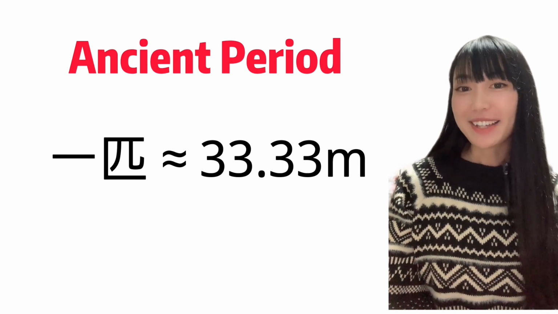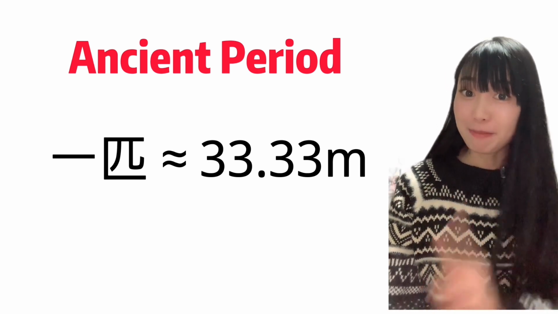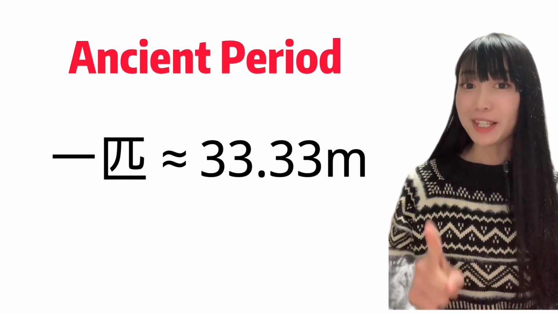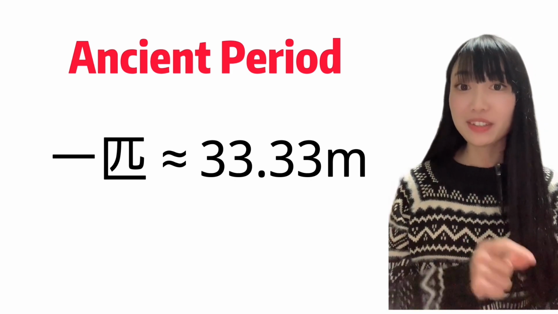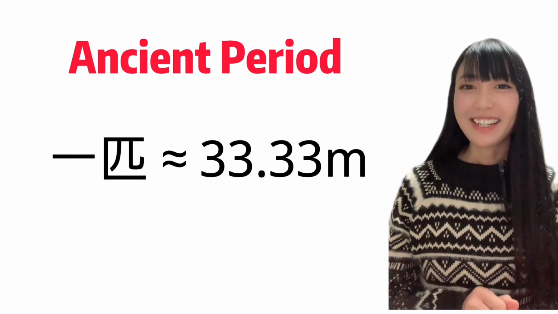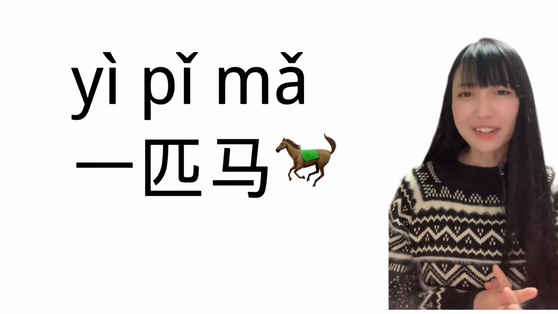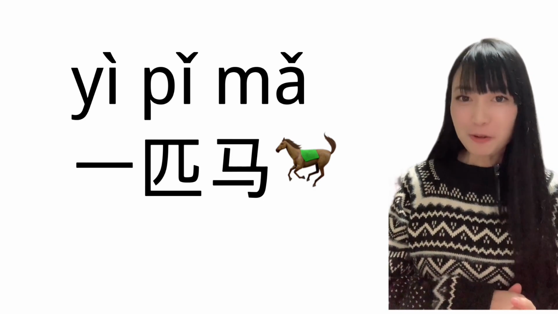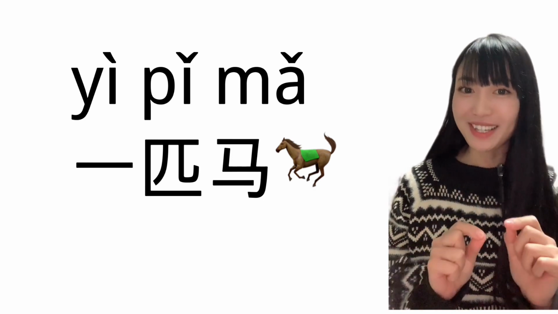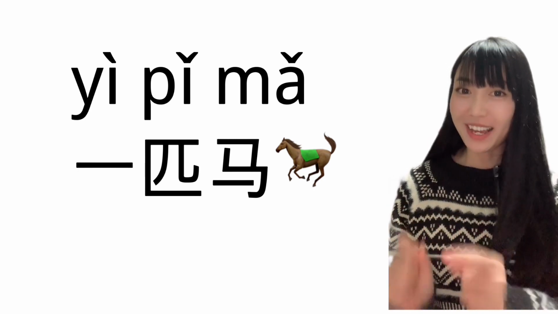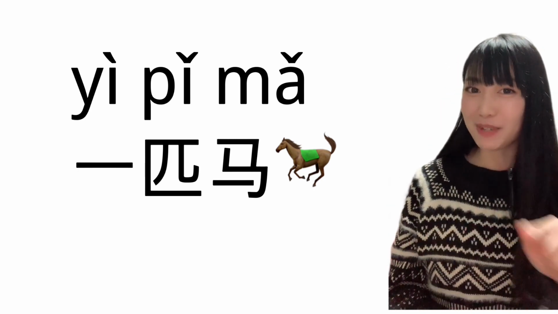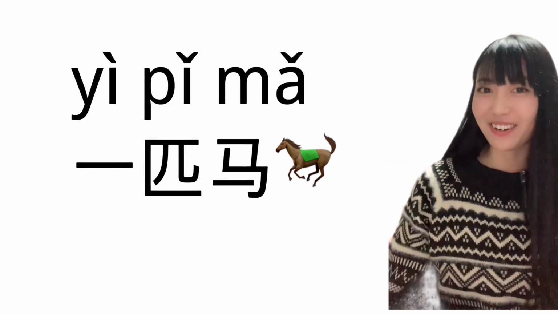So, I can say 匹 is really, really special. And also 一匹 means about 33 meters. Well, it's not that complicated. Just remember, when you want to use 匹, use it just for the horse. Okay, 一匹马, 一匹马, because of the known story.